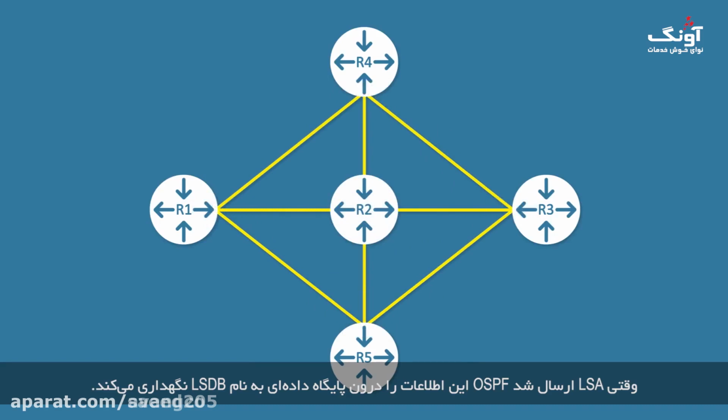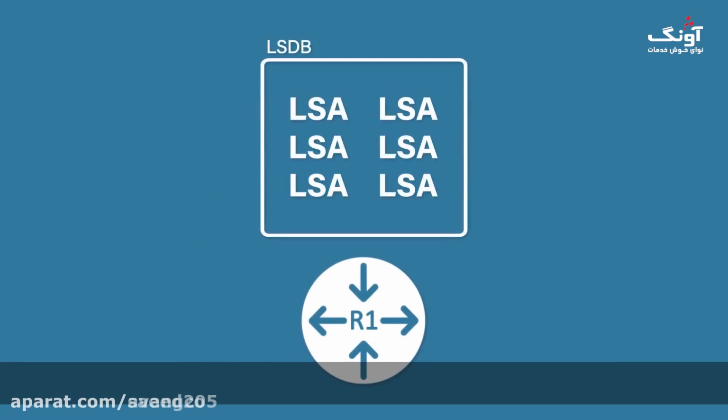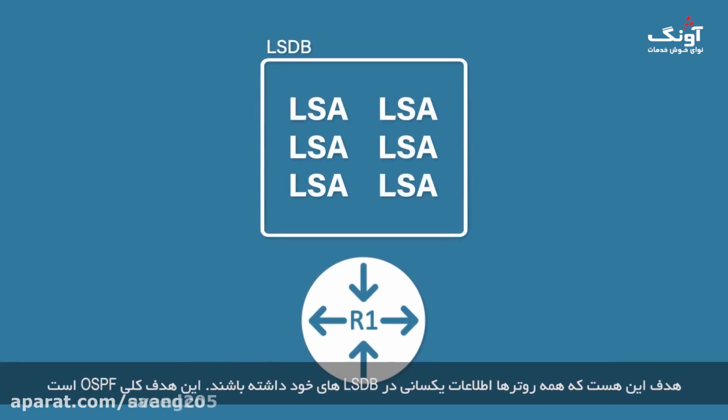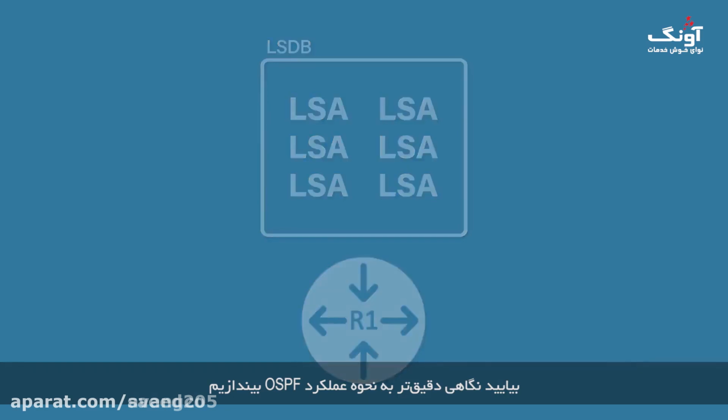Once all LSAs have been flooded, OSPF keeps all of this information in a link state database. This is also known as an LSDB. The goal here is to have each router with the same information in their LSDBs. So that's the general goal of OSPF. Let's take a deeper look at how this actually works.